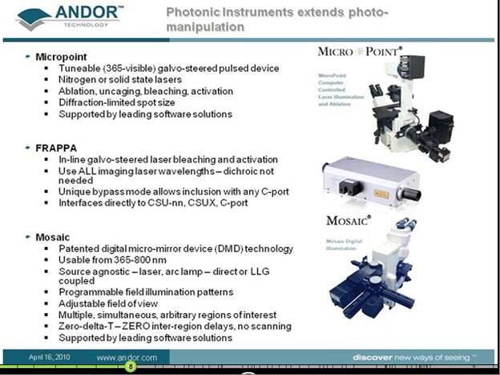Okay. So moving on now, we look at the photonic instruments product line and how that extends our abilities to photo-manipulate specimens. MicroPoint is a tunable 365 through the visible galvo-steered pulsed laser device that's capable of delivering a diffraction-limited spot into your specimen. And with that, depending on the energy and the wavelength, we can achieve ablation, so actually evaporating features or cells within a specimen, or we can, at lower energies, achieve uncaging of compounds for looking at signaling and so forth, and local environmental changes.